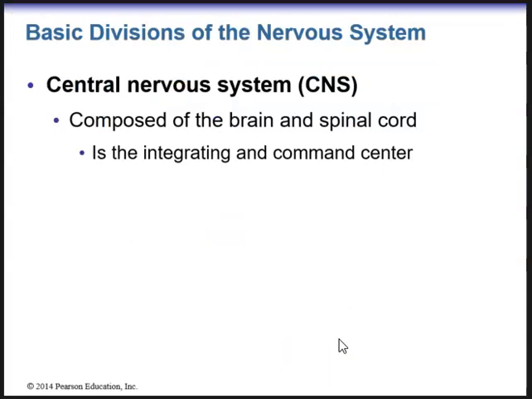So we have basic divisions of the nervous system. The first division is the central nervous system. Now there are only two main components of the central nervous system. The central nervous system is composed of the brain and the spinal cord. So the CNS is the integrating and command center.